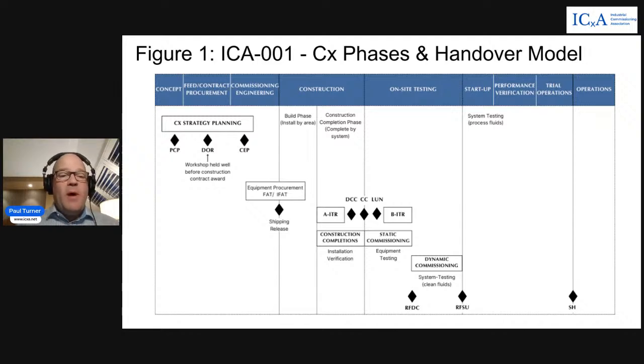So CC is a critical milestone because this is the completion of installation activities, and this is the handover point from construction groups to commissioning groups.